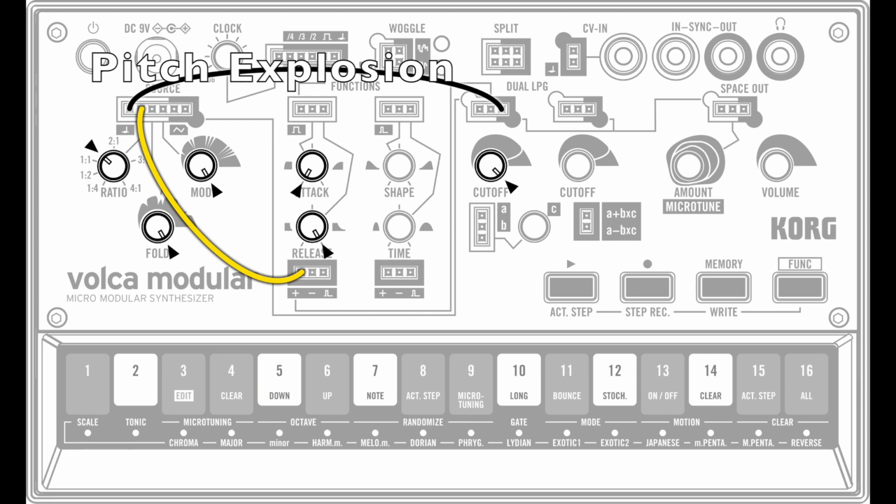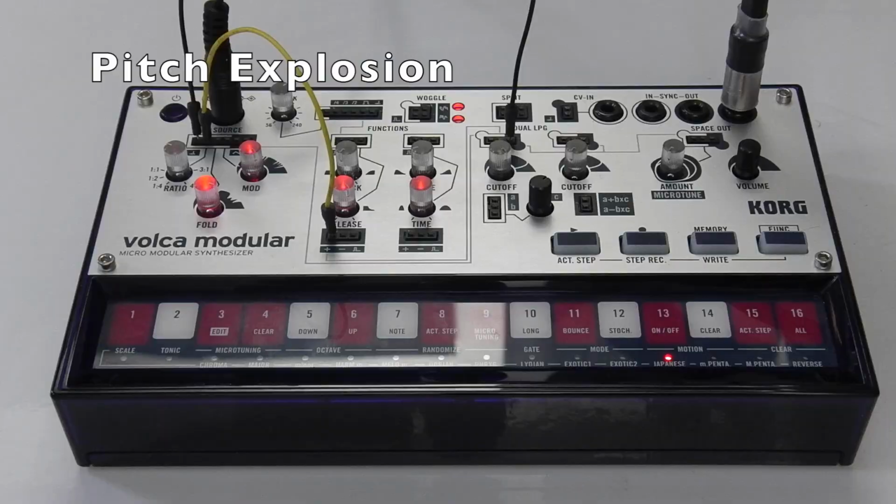In this patch, I've also connected the function 1 positive output to the source ratio input, which just adds another element of texture. So the ratio will increase and decrease as the note fades in and fades out. Try different ratio settings to get the kind of sound that you want, and maybe try some reverb on the sound too.